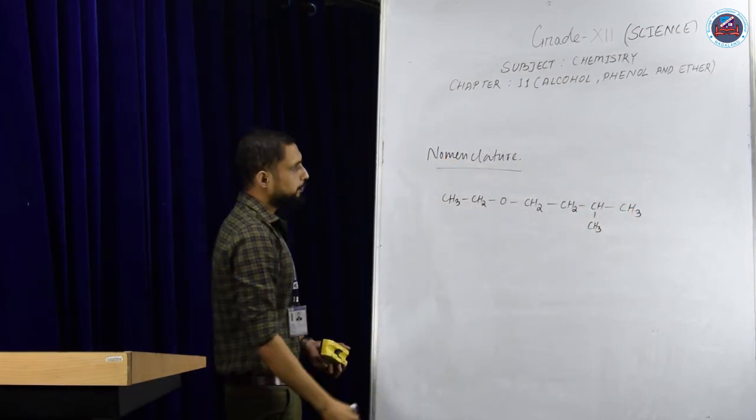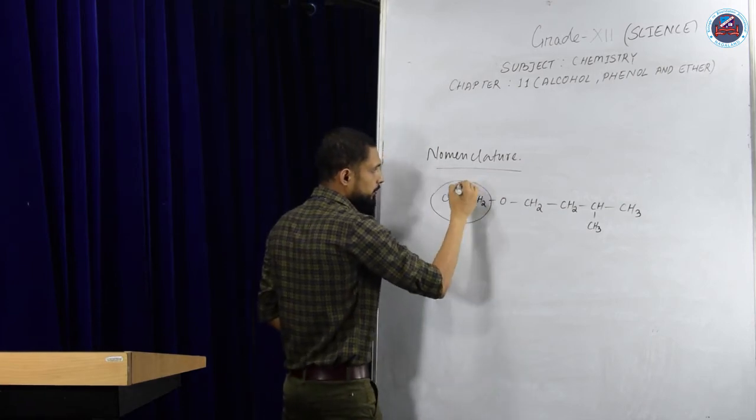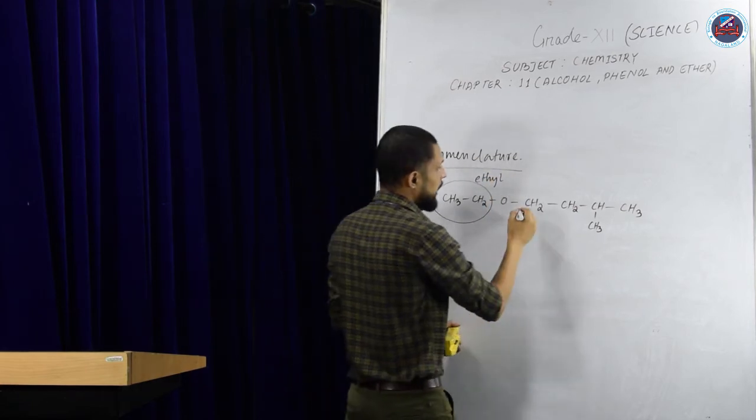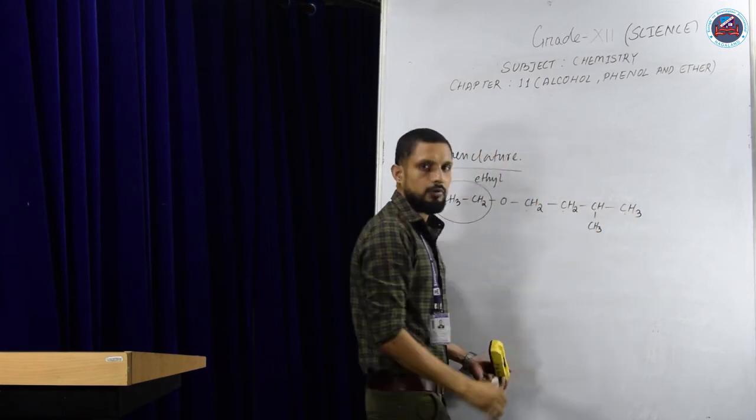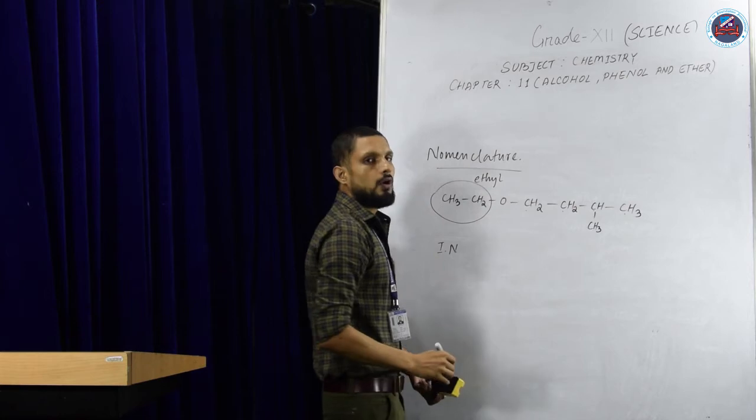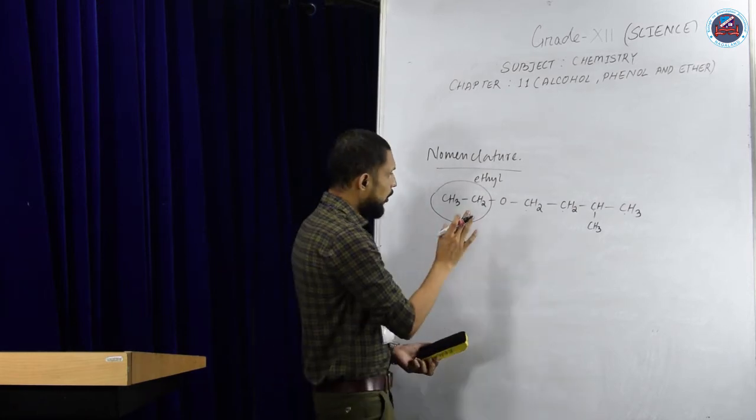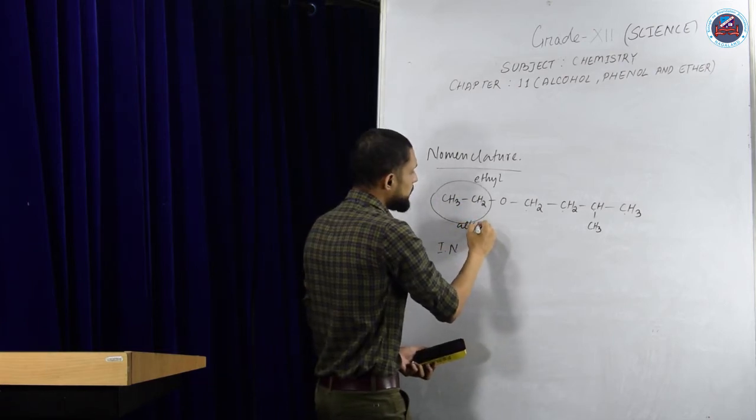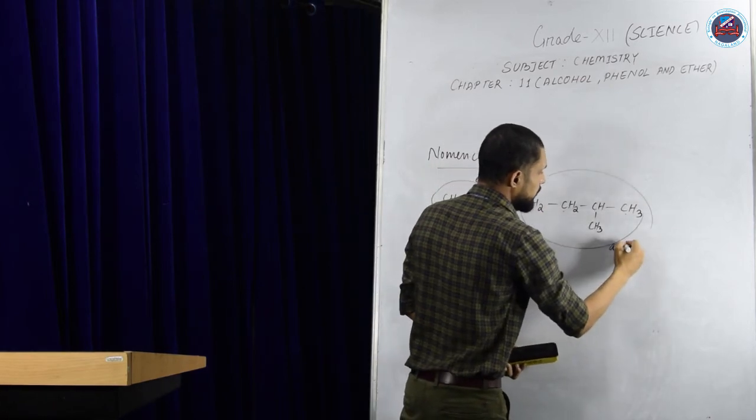Now here, we have two different types of alkyl groups. This is ethyl. Here we have 1, 2, 3, 4, 5 carbons. Now when we write the IUPAC name, we have to count the longest possible chain. Now first of all, this is the smaller alkyl group, so this will act as alkoxy. This alkyl group will act as alkane.